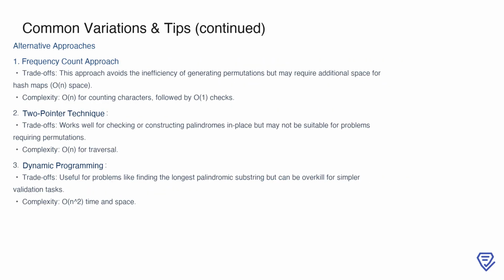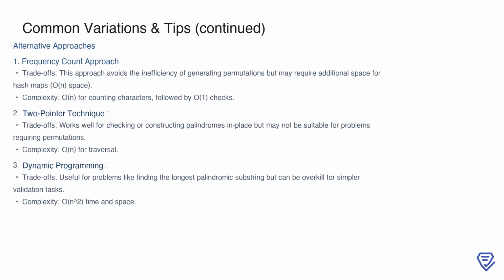Finally, let's look at some alternative approaches you can use. The frequency count approach is a great option when you want to avoid the inefficiency of generating permutations. By counting characters and validating frequencies, you can solve these problems in O(n) time, though it does require additional space for hash maps. Another useful method is the two-pointer technique, which is effective for checking or constructing palindromes directly in place. However, this technique may not be ideal for tasks that involve permutations or more complex validations.